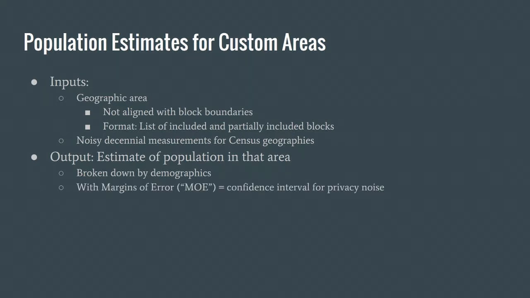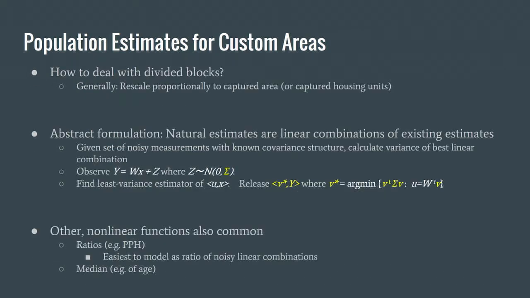When the term margin of error is used, people use it for different things, but in this context what we're talking about are confidence intervals for the privacy noise, as opposed to other sources of error that are potentially there. That's something we'll come back to later. So we're not talking about sampling or undercoverage or anything like that. So one question, of course, is how to deal with divided blocks.